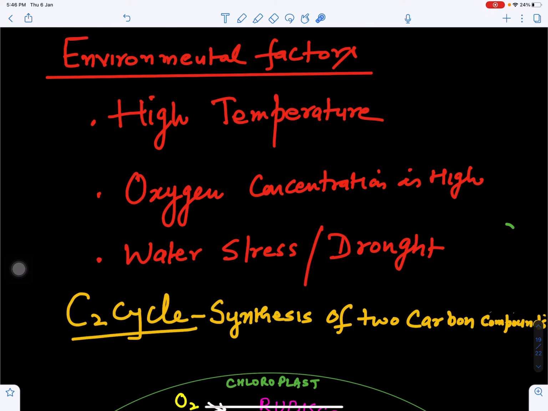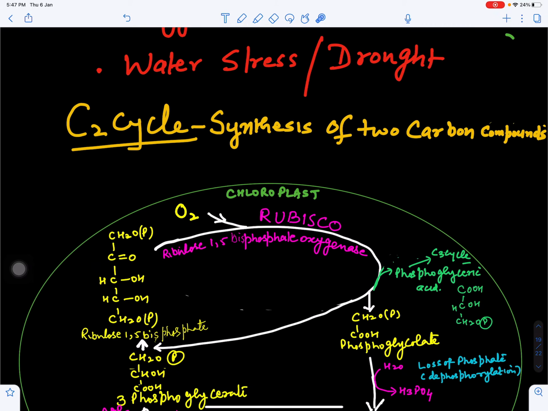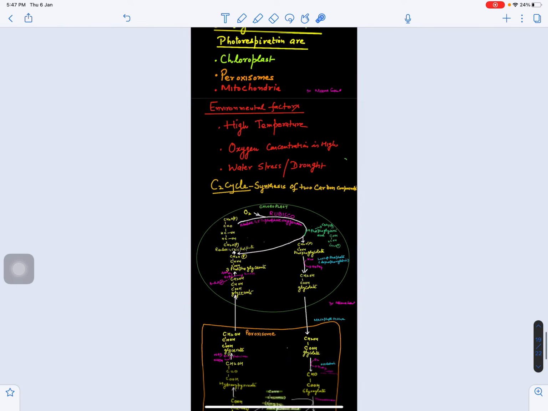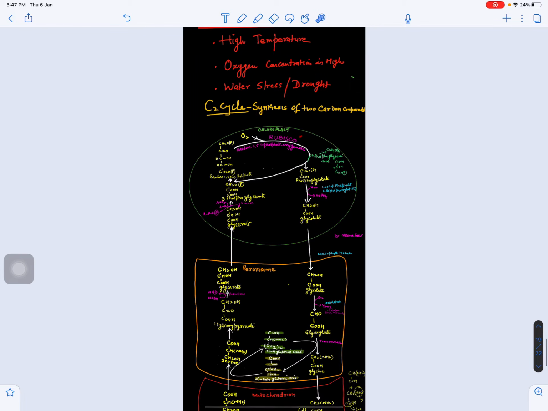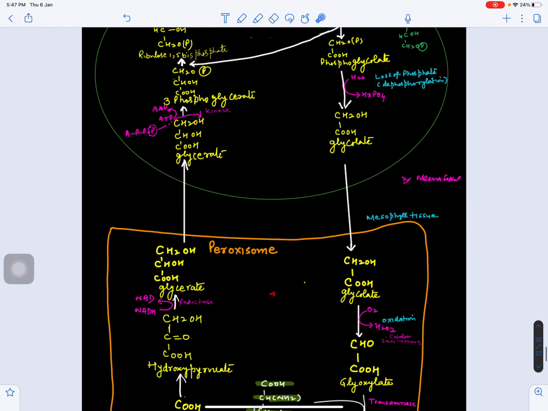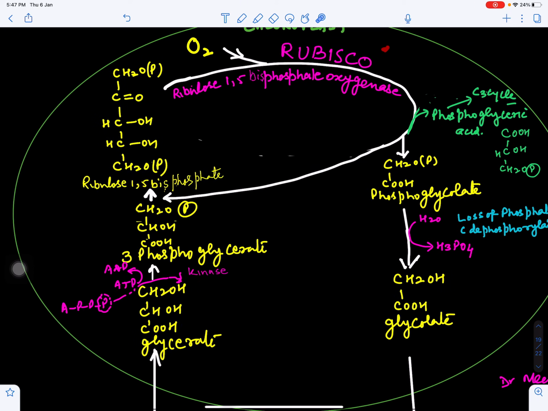Environmental factors which favor photorespiration are high temperature, high oxygen concentration, and water stress or drought condition, meaning there is less availability of water. It is called the C2 cycle because there is synthesis of two carbon compounds. C is carbon. So, we'll discuss the three cell organelles where it is participating: chloroplast, peroxisomes and mitochondria. Now, we'll discuss in detail how these reactions are taking place.